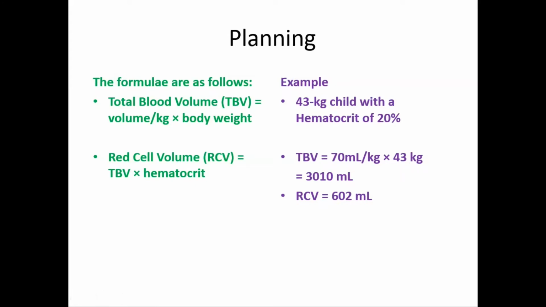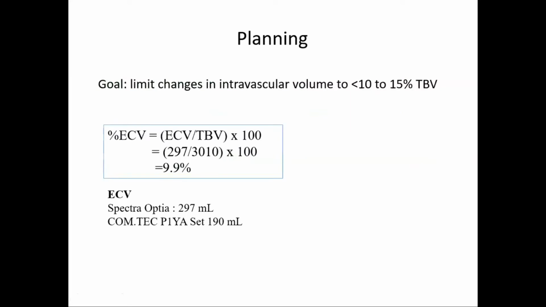So now we need to estimate what is the red cell volume of the child. So red cell volume is multiplying the total blood volume by the hematocrit. So that gives the red cell volume. So the red cell volume of the child is 600 ml. So this you keep in mind. So these are things which you are going to follow. So once you identify these two, next is what is the percentage ECV of the child or the patient.